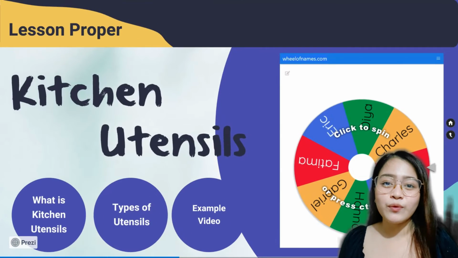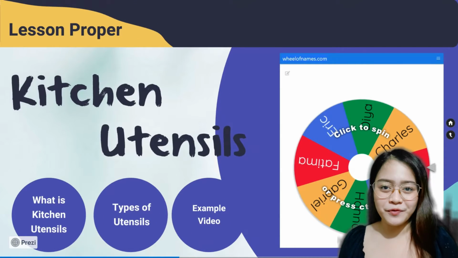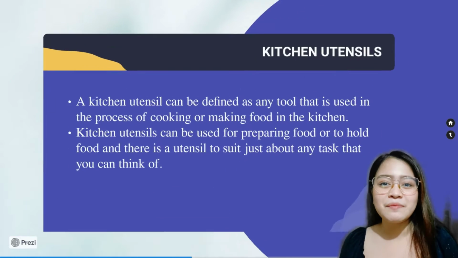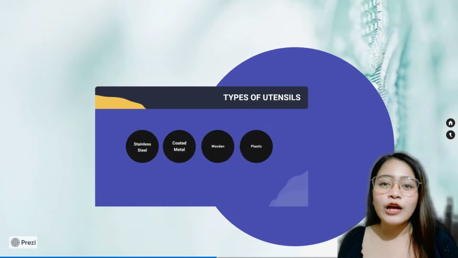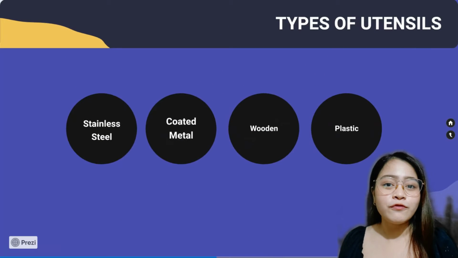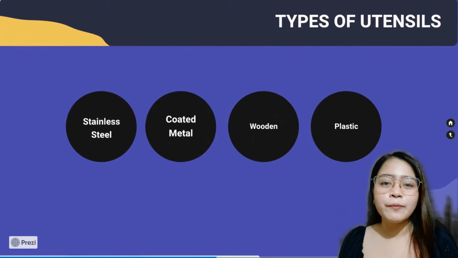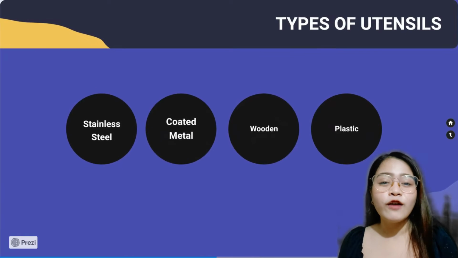And now we will proceed with the main discussion or the lesson proper. First, I have to discuss the meaning of kitchen utensils. After that, we will proceed with the different types of kitchen utensils and I will be presenting different pictures of those types.